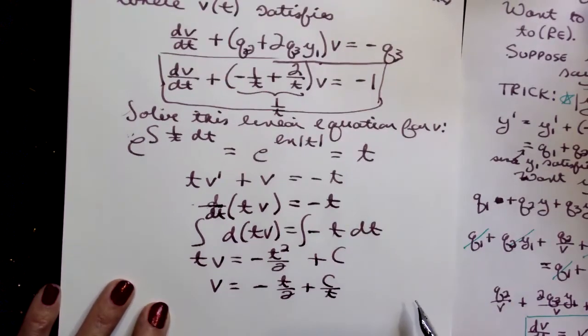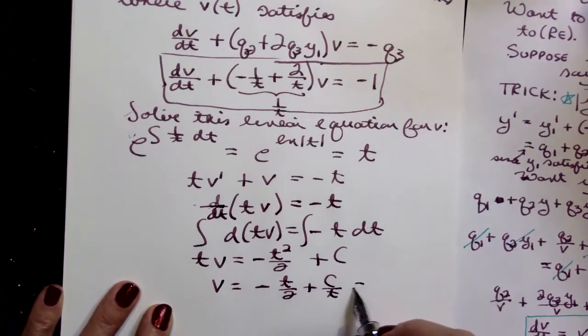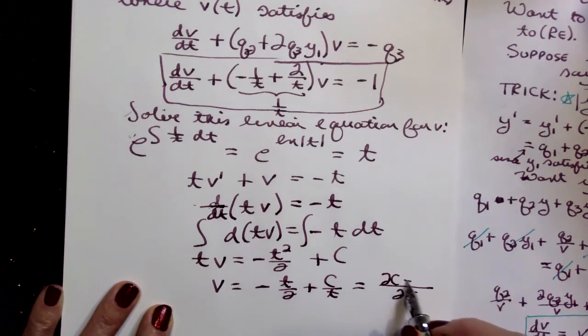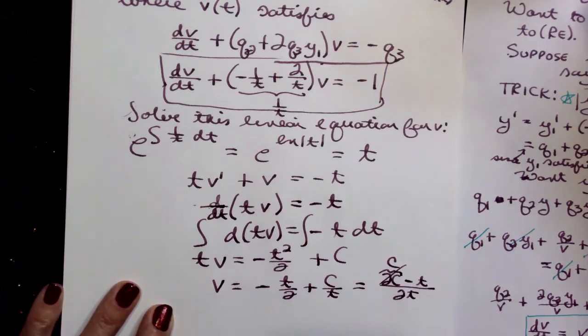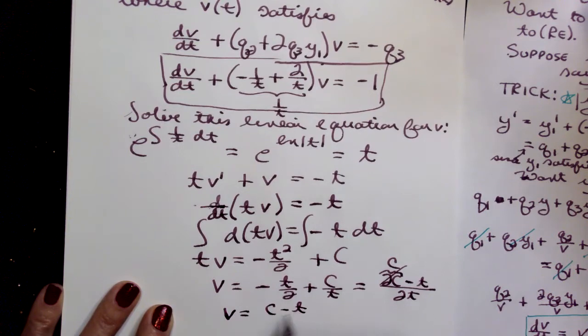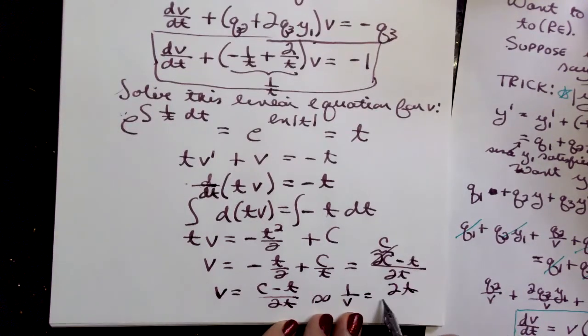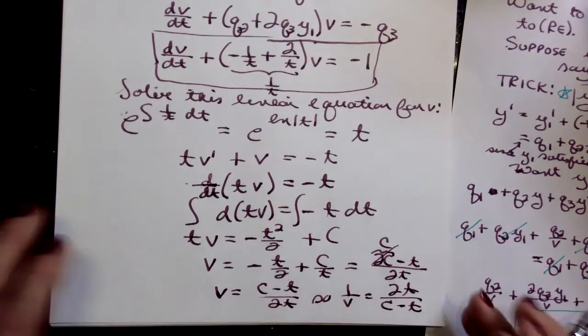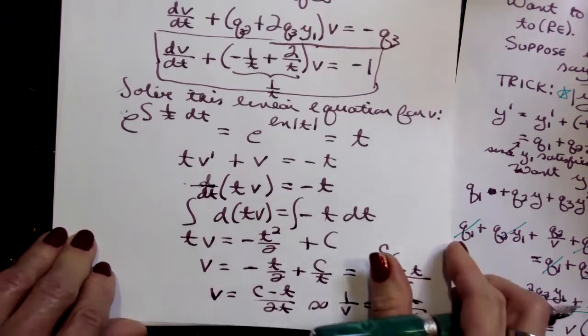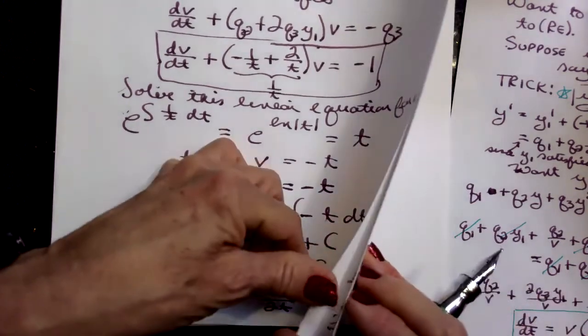Now divide by t. So I get v equals minus t over 2 plus c over t. Okay. And since I'm going to need 1 over v, let's write this as a single fraction. So this will be (2c minus t) over 2t, but this is just another arbitrary constant, so we'll just call it c. Okay. All right. So you get v is equal to (c minus t) over 2t. And so 1 over v is equal to 2t over (c minus t).